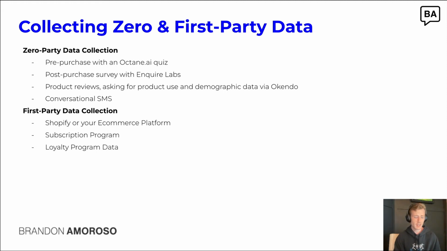Now, first-party data. This is a lot easier. Almost all of your first-party data is just going to come from Shopify or your e-commerce platform. But you also get some first-party data from your subscription program, like whether or not the customer is an active subscriber or not, and loyalty programs as well. So how many points do they have? What was the last customer that they referred? These are all things that are first-party data, but they're just inherent to the tool sets that you're already using.